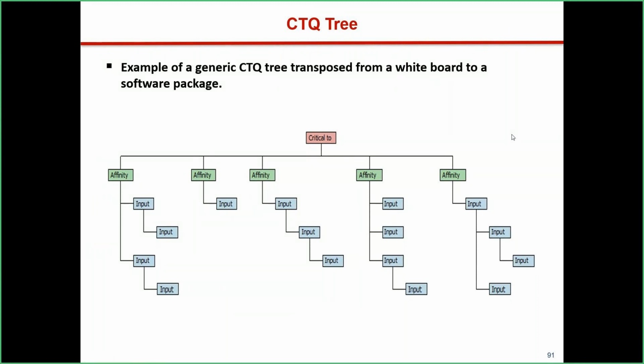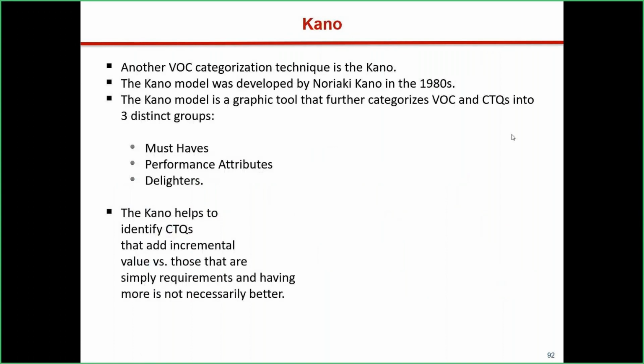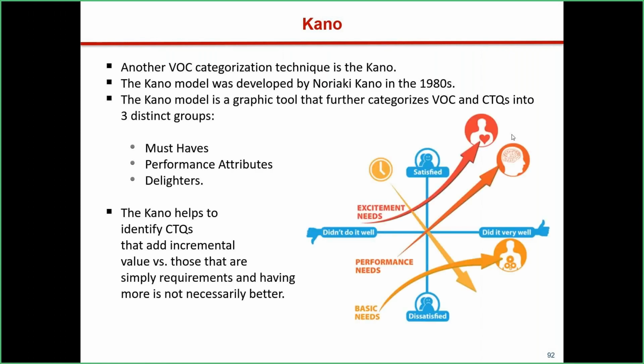Okay, so let's move on to the Kano model. Now, this is again good to know information. You may get a question or two from Kano in your Green Belt exam. So another VOC, this is a VOC categorization technique, the Kano. It was actually developed by Noriaki Kano in the 1980s. The Kano model is a graphic tool that further categorizes VOC and CTQ into three distinct groups: must-haves, performance attributes, and delighters. So Kano helps to identify CTQ.